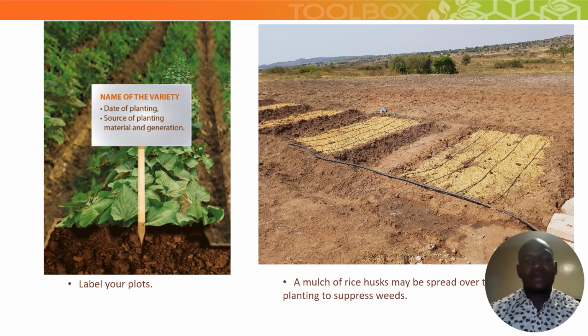After planting, you need to label your plots clearly with the name of the variety, the date of planting, source of planting material, and also to avoid growth of weeds, you can apply a mulch of rice husks as shown on the right side there.